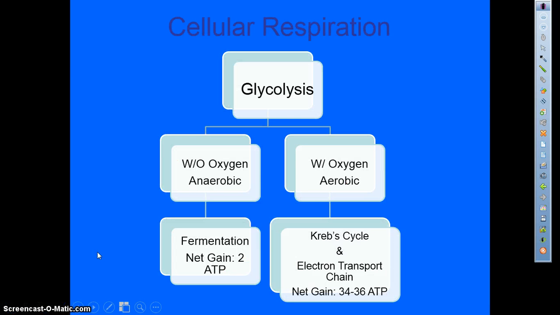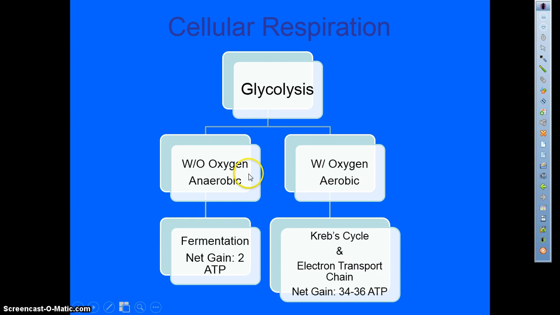To put this all into perspective, cellular respiration is going to start with glycolysis. It's taking the glucose molecules that we eat in our food source and breaking them down to get energy for us to be able to use, for our bodies to be able to function. So we're going to go through glycolysis and break down that glucose molecule. If we have oxygen available and we're using oxygen, it's aerobic. Then it's going to go into the prep reaction, the Krebs cycle, and the electron transport chain with a net gain of 34 to 36 ATP molecules.